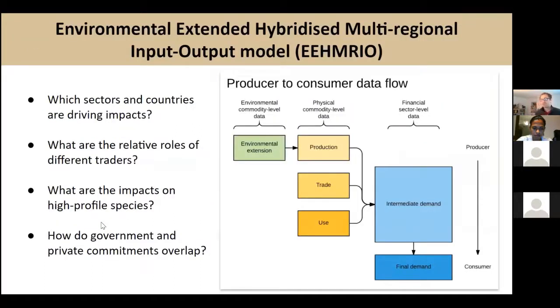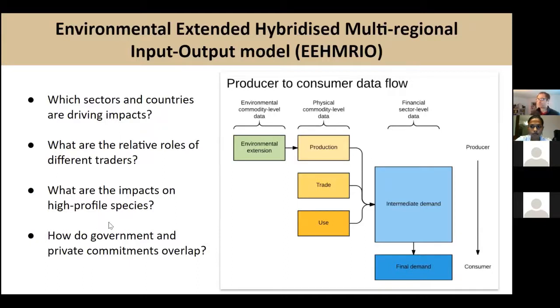But then what we do is we link the material flow account, so that's TRASE. Where that reaches the country of first import, we essentially stitch those two sets of data together, and we allow the MRIO to take over in order to be able to follow not just to the country of first import, but ultimately who is driving the impacts.